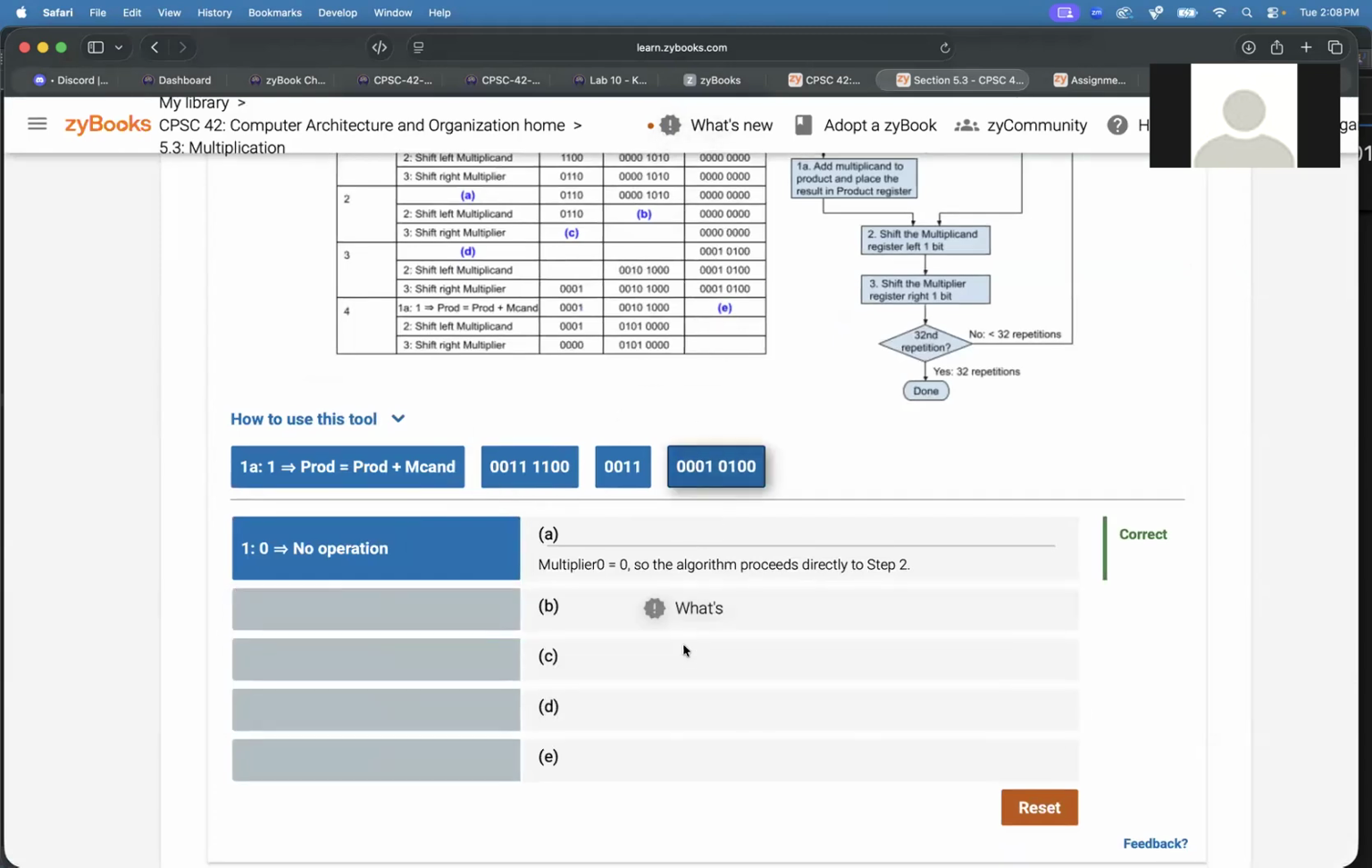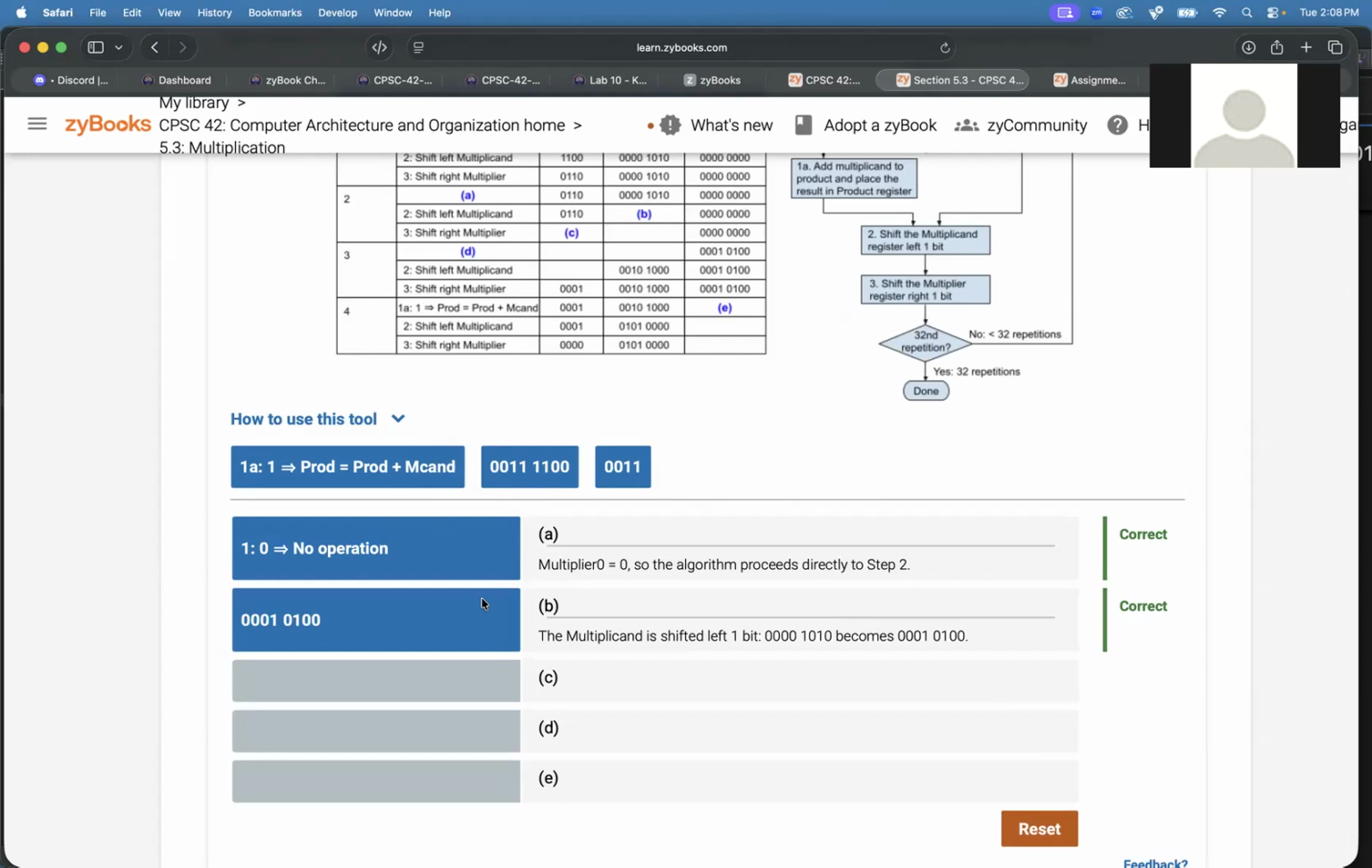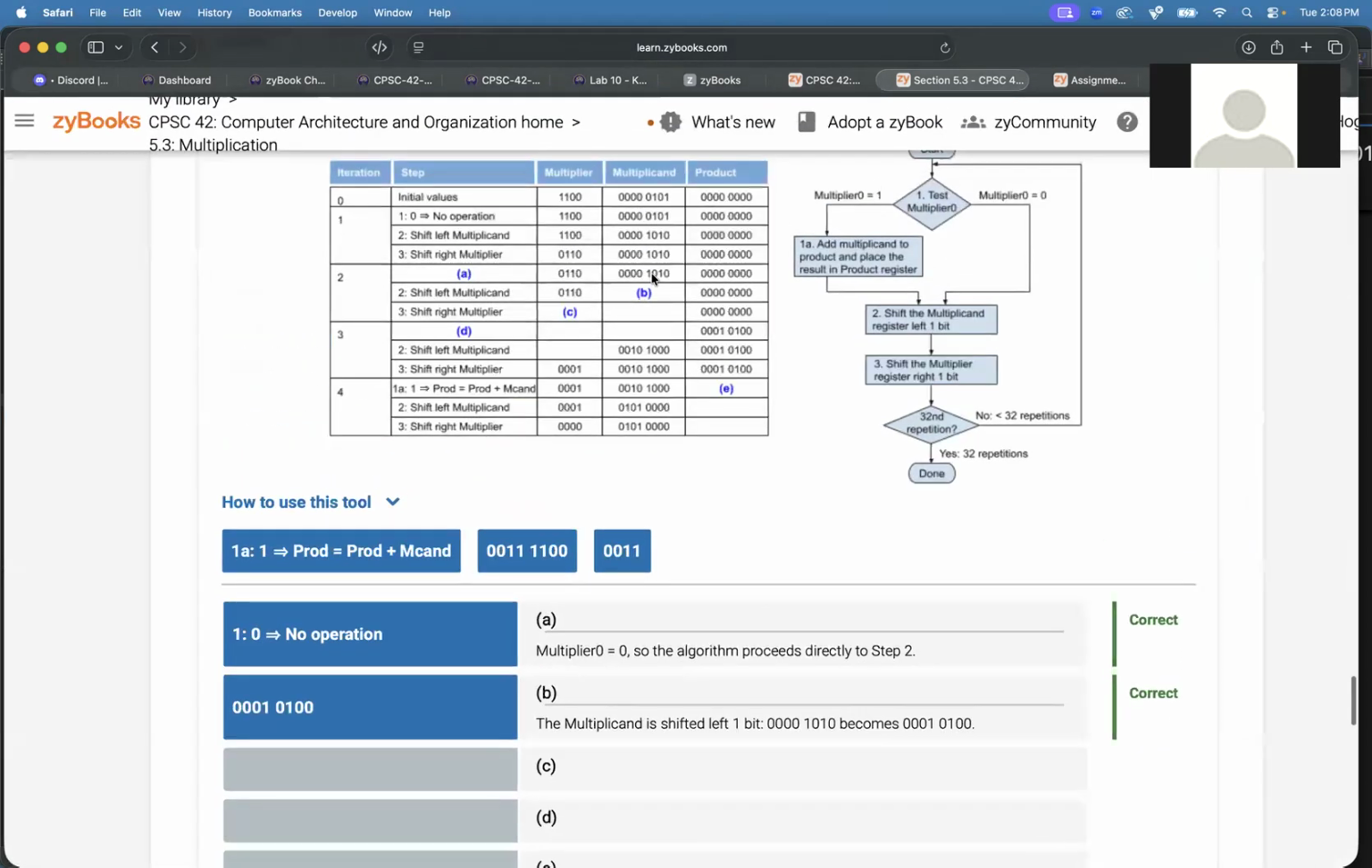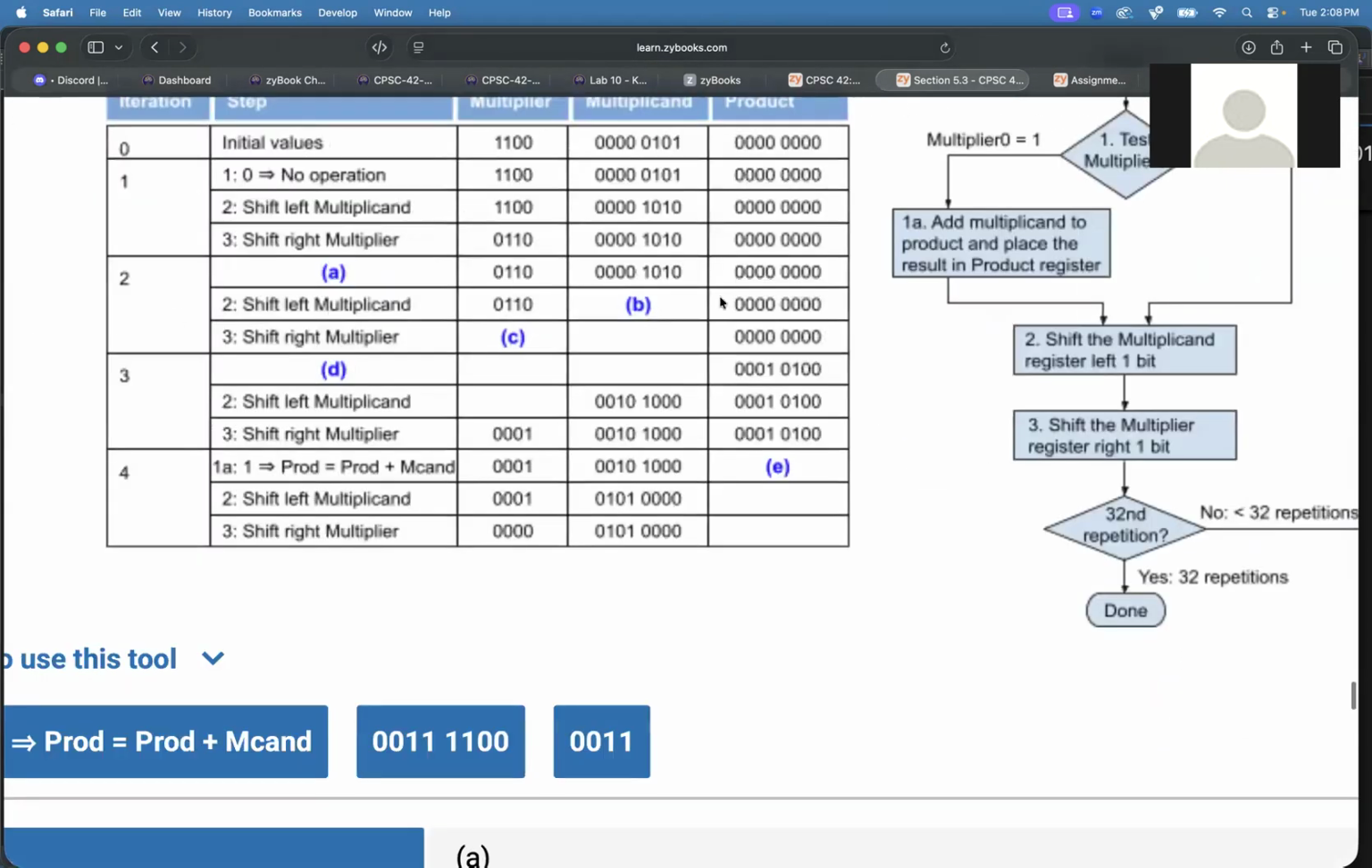Did I put that in the wrong place? What? It's not letting me. Okay. So we do that, and that finishes out step 2.